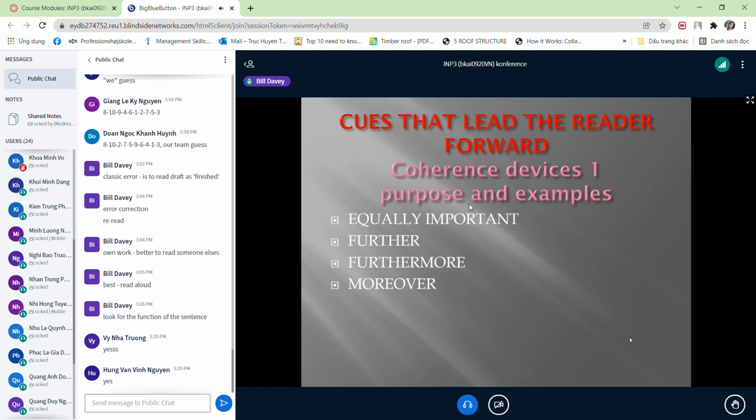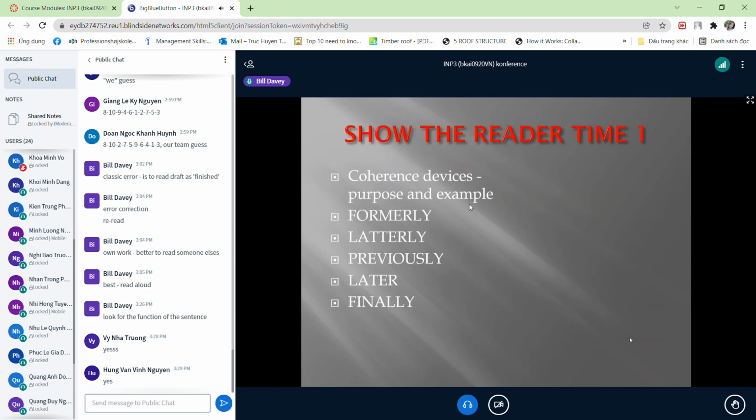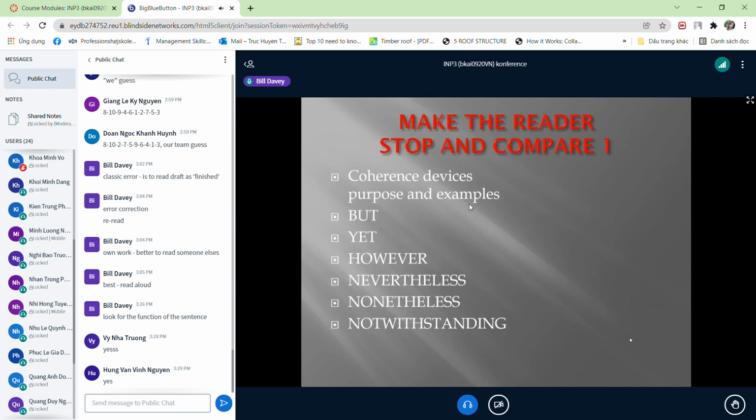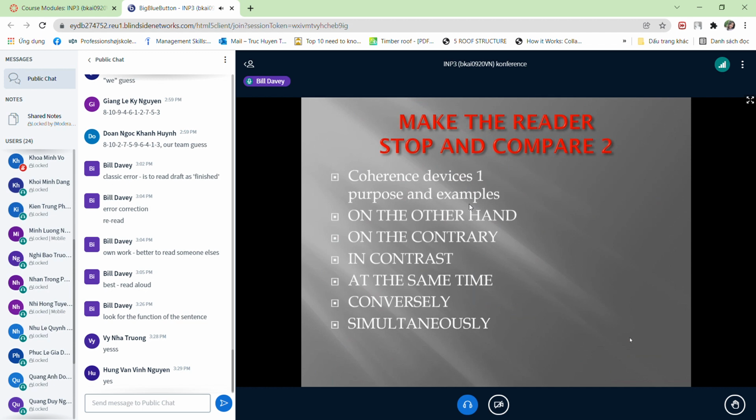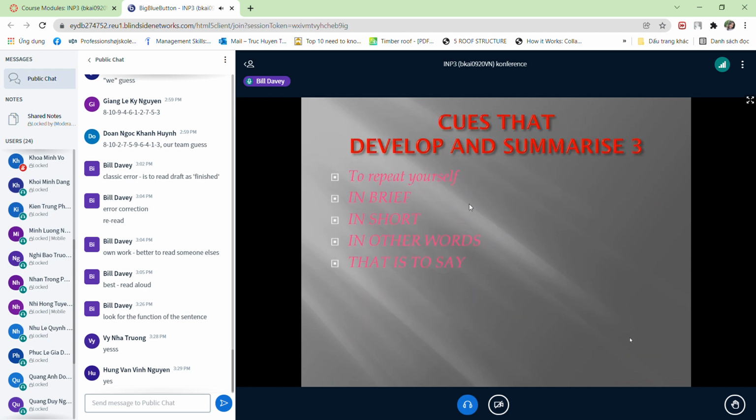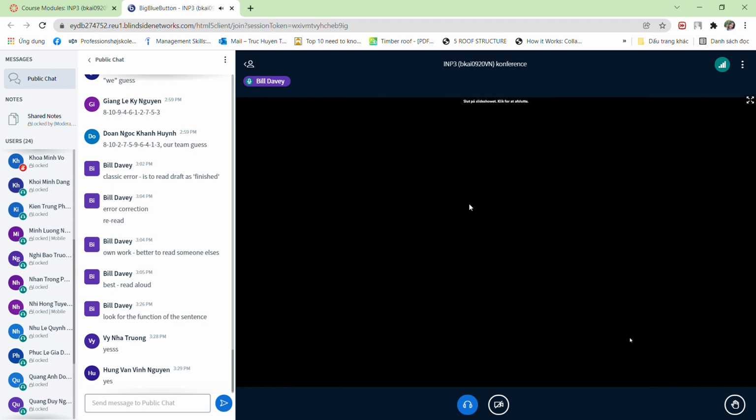And here we have a series of words that you might find handy, you might find useful. And the function of the words is in red at the top of the slide. And this PowerPoint is available on Canvas, so I'm not going to talk about them in detail.